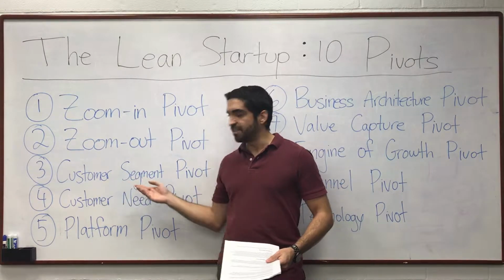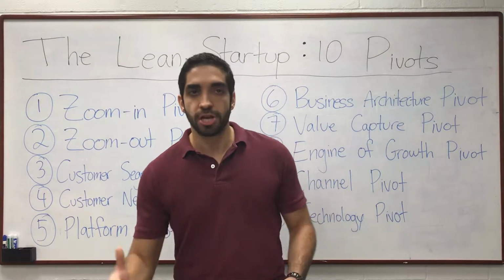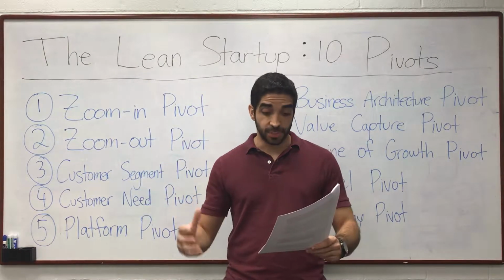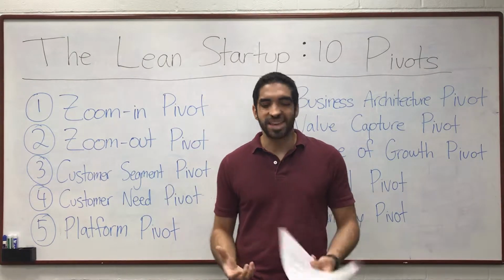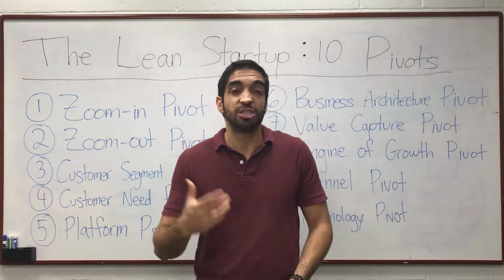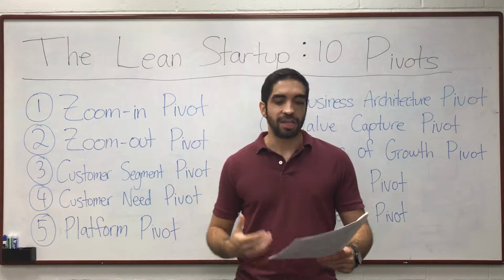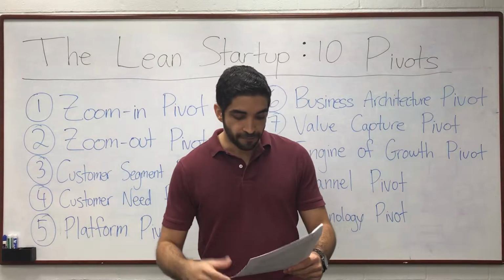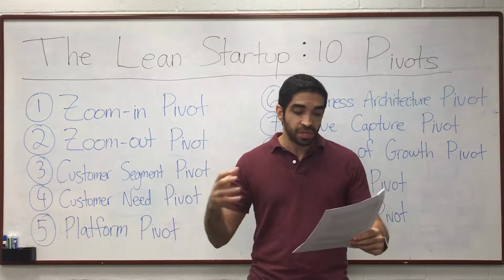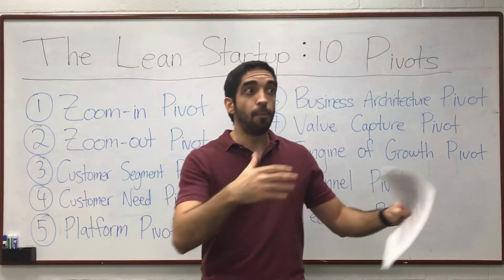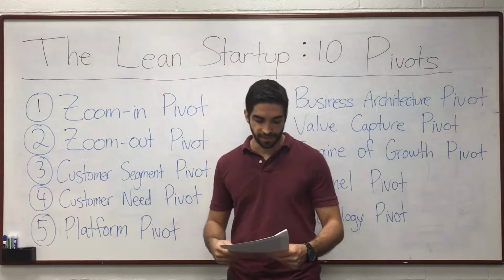The next kind of pivot is a customer segment pivot. In this pivot, the company realizes that the product it's building solves a real problem for real customers, but they are not the types of customers that it originally intended to serve. For example, a company building an on-demand house cleaning app for married moms living in houses may realize that the people who really get value are actually single men living in apartments. So that would be an example of a customer segment pivot.